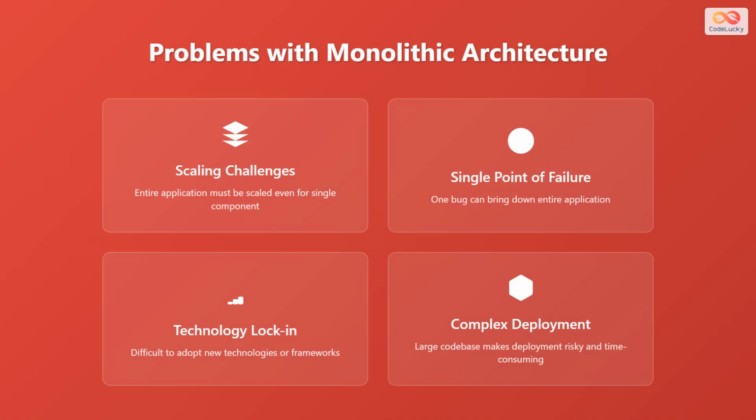There are several problems with monolithic architecture. These include scaling challenges, where the entire application must be scaled even for a single component. Single point of failure, one bug can bring down the entire application. Technology lock-in makes it difficult to adopt new technologies or frameworks, and complex deployment because a large codebase makes deployment risky and time-consuming.